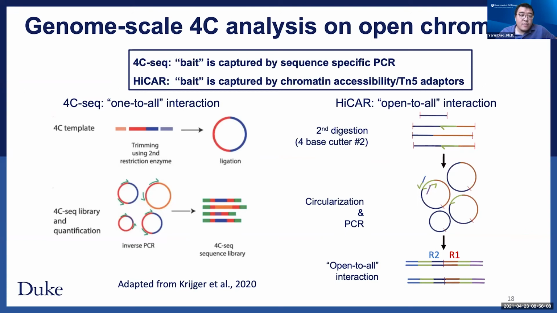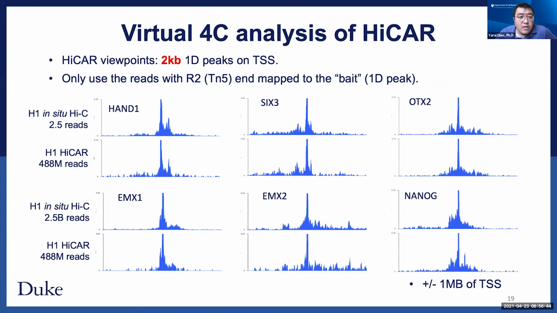If you think about the library preparation step, HiCAR is actually very similar to 4C-seq. For both 4C-seq and HiCAR, it requires digestion by a secondary restriction enzyme and a circularization. But the difference is that in 4C-seq, you use a pair of primers to amplify a sequence-specific region that we call the bait. But in HiCAR, we also use a pair of primers, but we specifically amplify the Tn5-targeted sequence, which is an open chromatin region. So we did a virtual 4C analysis of HiCAR and compared it to H1, and you can see the pattern is very similar.